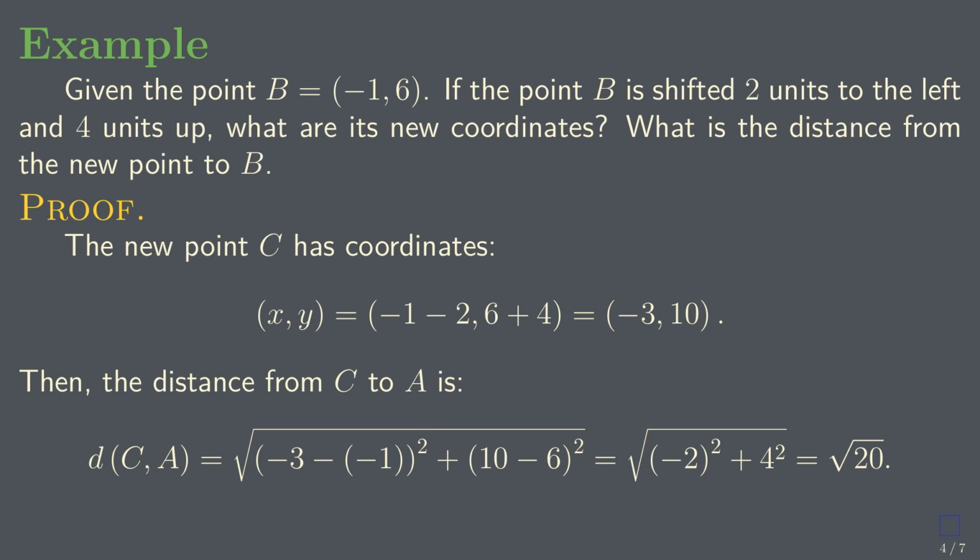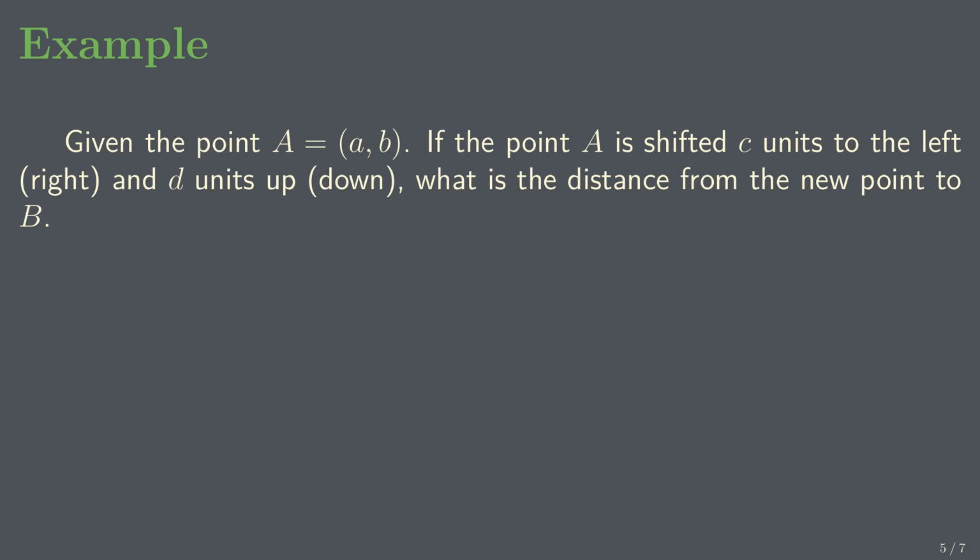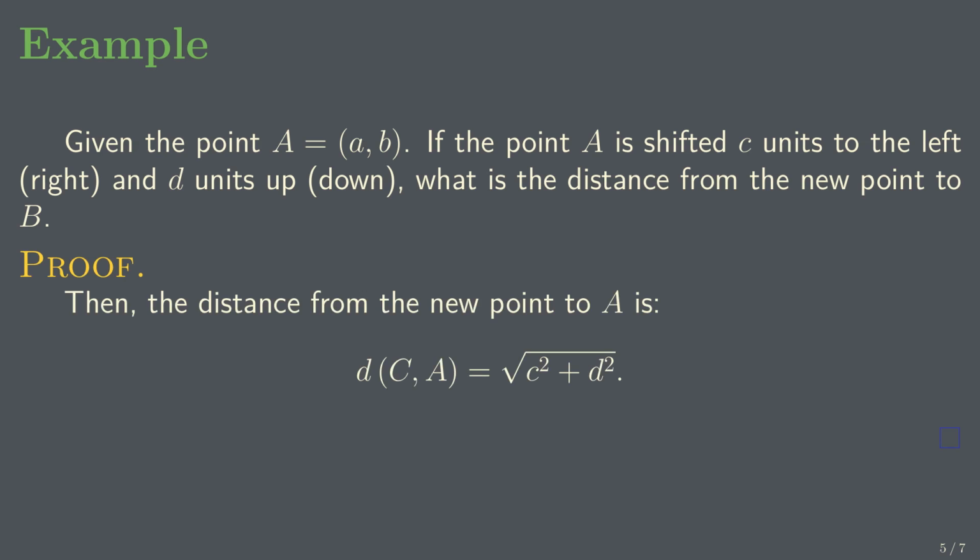So because the square doesn't see the difference between sign, right? So actually the general form for this kind of question is the following. If you have a point A with coordinates a and b, and you shift it C units either to the left or to the right, and D units up or down, then the distance from A to the new point is computed by the square root of C squared plus D squared. Okay, so this is the formula to find the distance from A to a new point that is shifted C units horizontally and D units vertically.